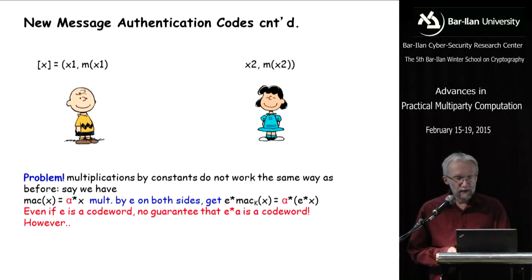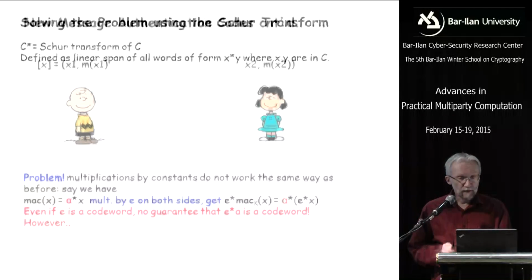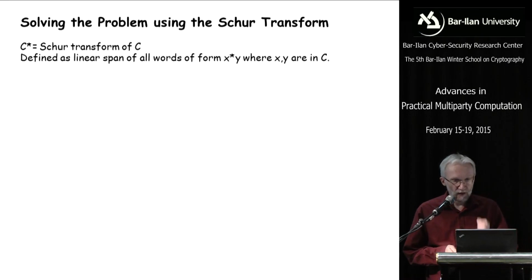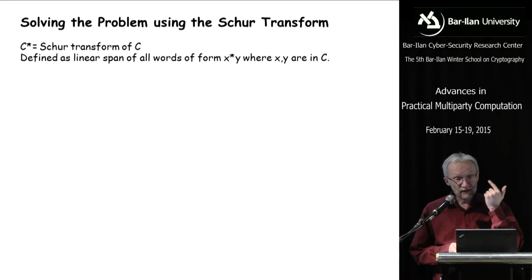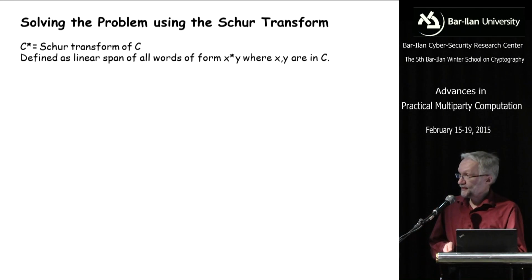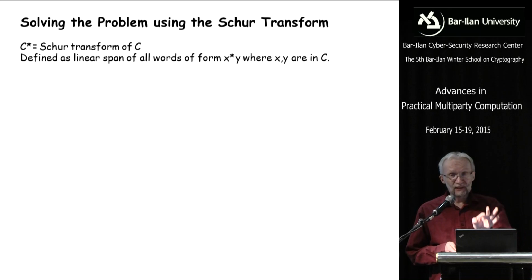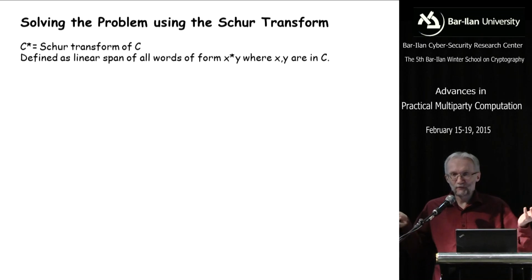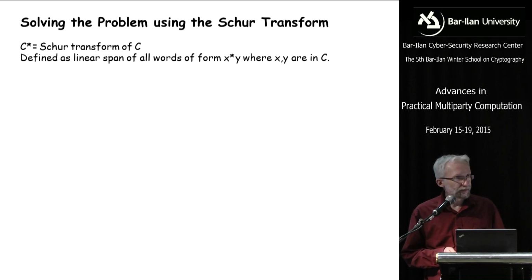However, you can solve this because you can do this using the so-called Schur transform of a code. What you do is you have a code C, you take any pair of code words in C, you take the bitwise product of the two, and you take the linear span of all that. That is again a code, obviously, because it becomes a linear subspace. You take a span of something.